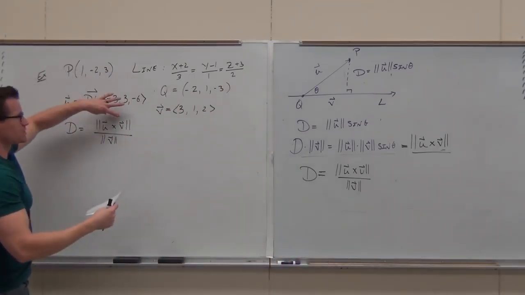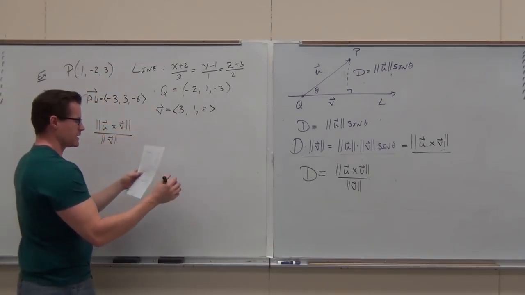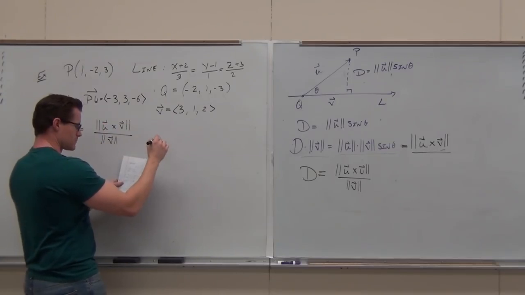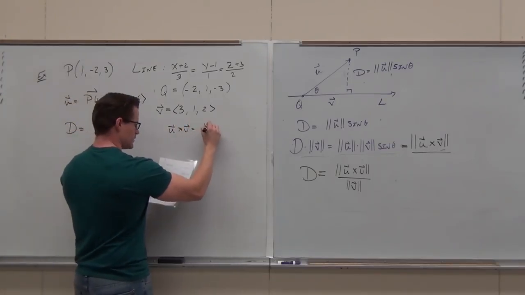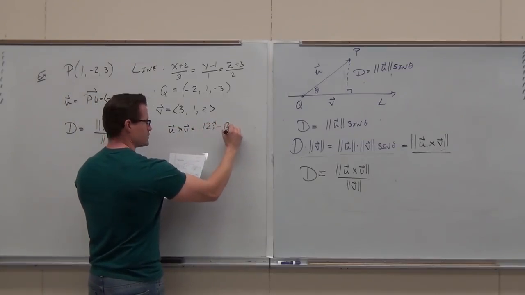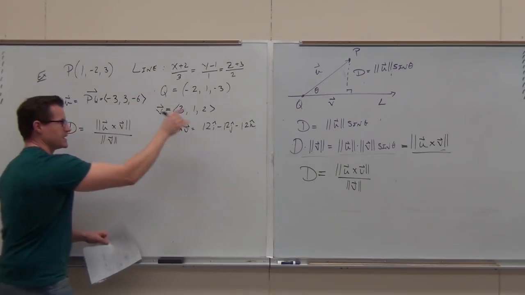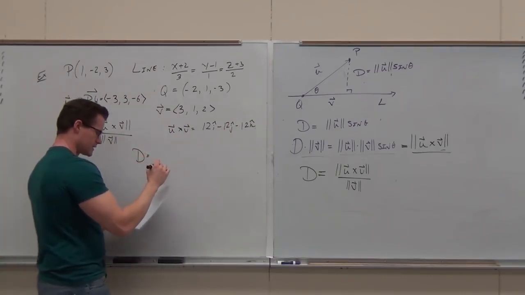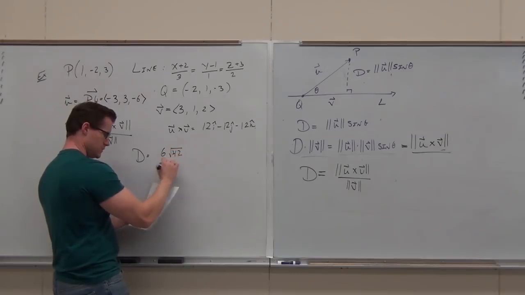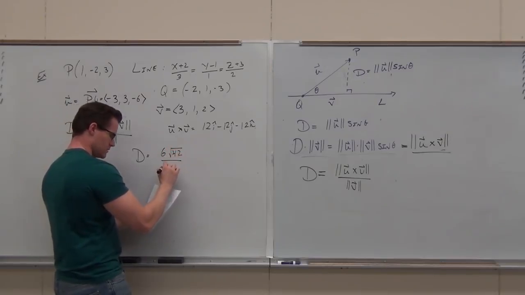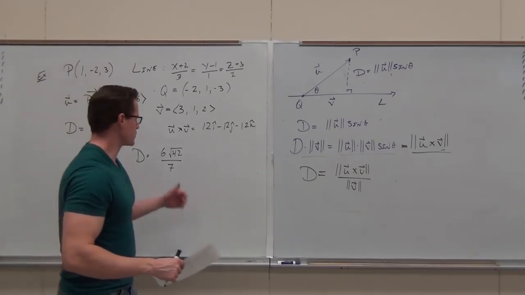If you cross U and V, so you cross these two things, you're going to get 12i minus 12j minus 12k. If we take the magnitude, the distance is 6 root 42 over 7. The magnitude of v is the square root of 14. So this is your answer.